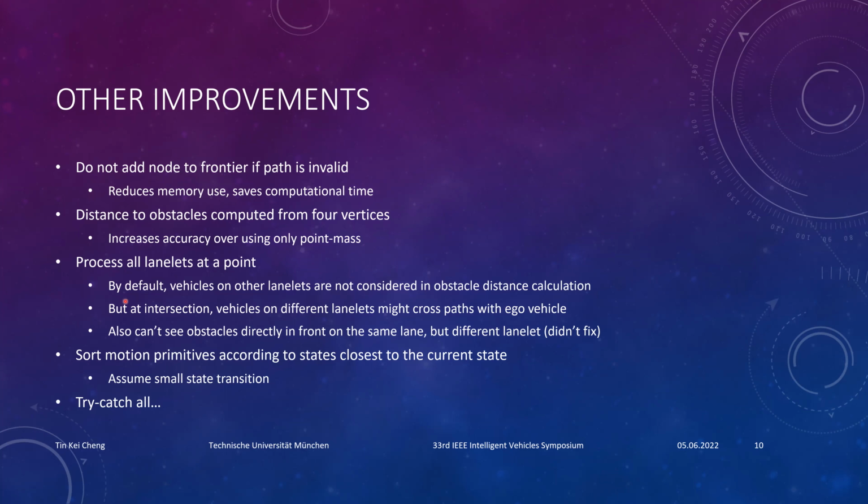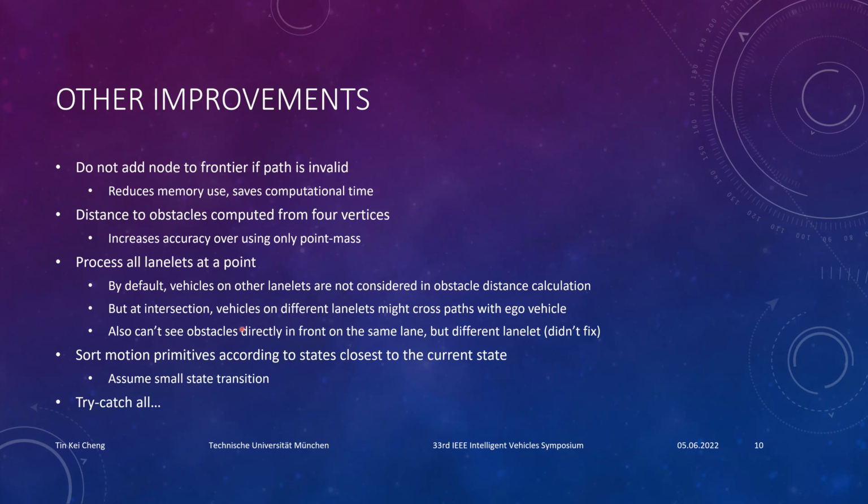And there's another point: the evaluation of the distance to obstacles that is provided in CommonRoad search only considers the current linklet. So if there is an obstacle directly in front on the same lane, but it is a different linklet, it doesn't look at it. So maybe I have to do some connectivity checks of different linklets to include that, but I didn't make this change in my final submission.